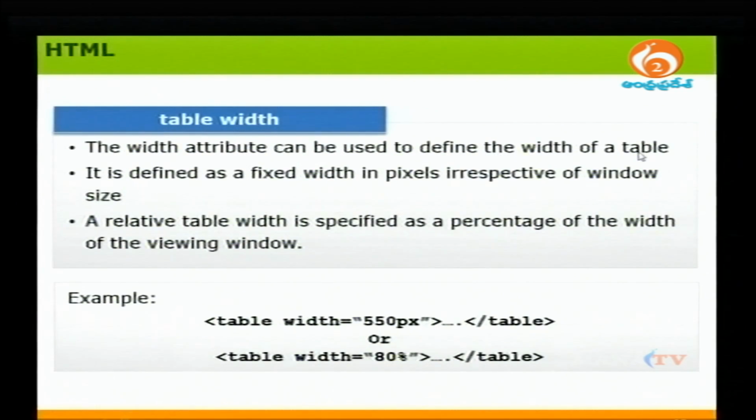All right, so next, the width attribute of the HTML element. See that the width attribute can be used to define the width of the table. It is defined as a fixed width. It is going to define the pixels irrespective of window size. A relative table width is specified as a percentage of the width of the viewing window. As I told you earlier also, wherever the width is coming, you can give it in two formats. Either you can give it in pixel format, or you can give it in percentage format.